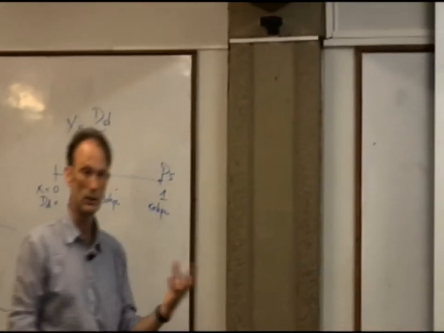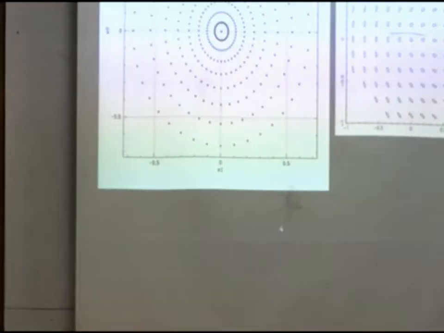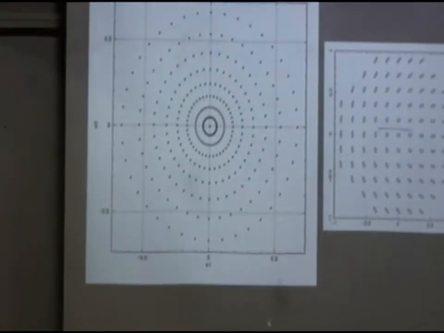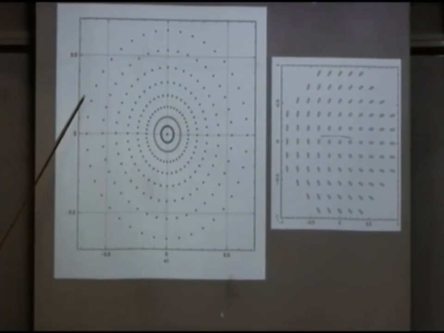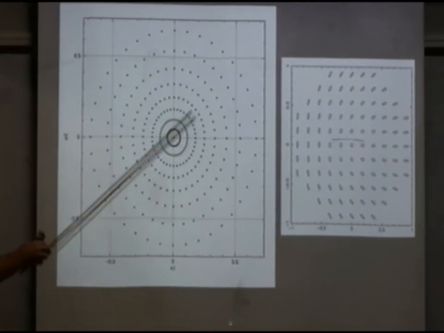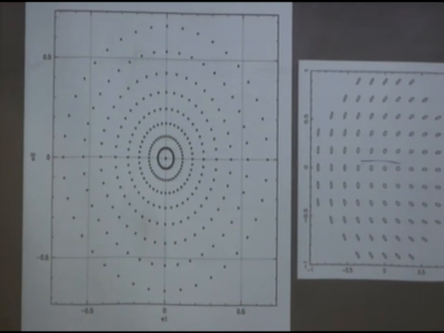And this is our key test for trying to see whether there is any lensing going on. So let's see how this works. Here is that same diagram again, and here I've taken a whole cloud of points, a whole bunch of galaxies, and plotted them in this E1, E2 plane without there being any gravitational lensing.